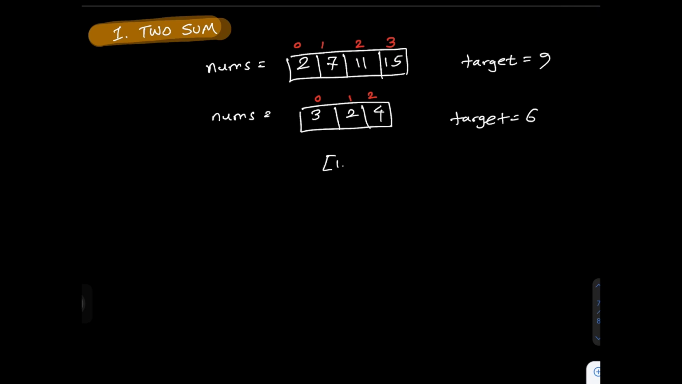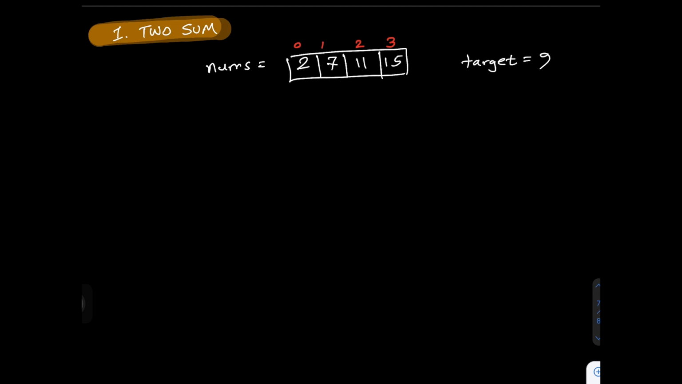Why is that? That is because when you add up the index 1's value and index 2's value, which is 2 and 4, you get 6. So that is basically the problem statement. Now the question is, how would we come up with a solution that would help us solve this problem? For the time being, let's forget this second example and just focus on this one.